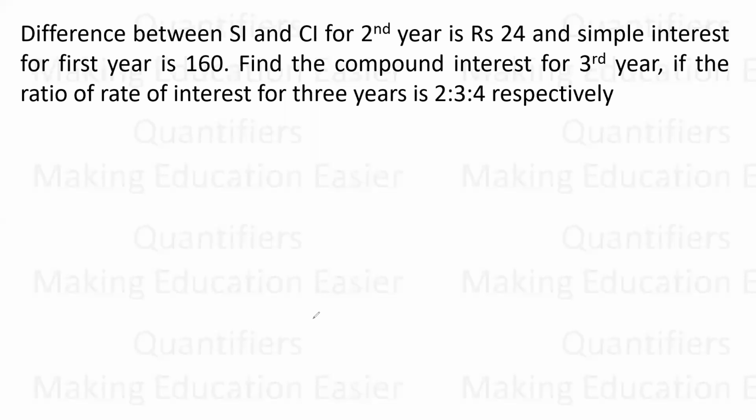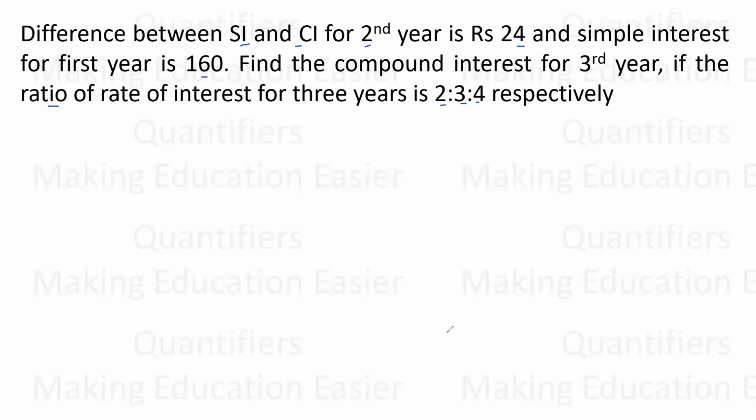So now students, it is given that the difference between SI and CI for the second year is 24 rupees. And we know the simple interest for the first year, that is 160. Moreover, students, it is also given that the ratio of rate of interest for 3 years is 2:3:4.